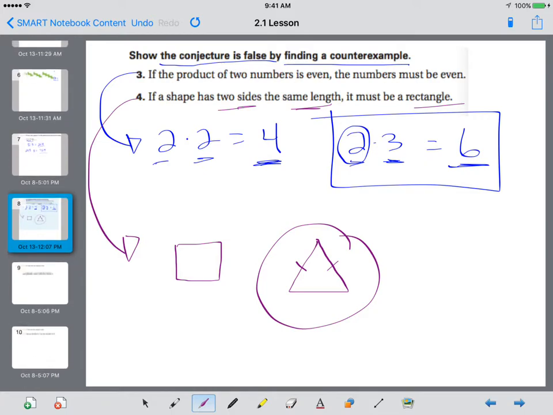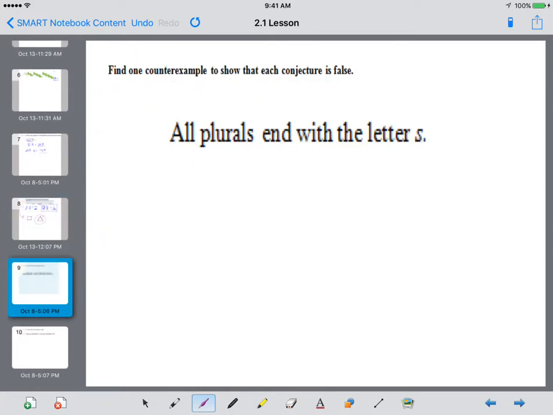Let's look at one more conjecture proving it's false. All plurals end with the letter S. We need to find a counterexample. Think about.